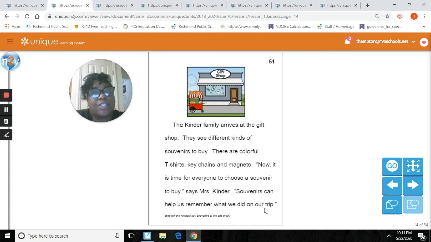So now they're at the gift shop. Now let's think about our objective, right? What was our objective? I will remember what the Kinder family chooses to buy at the gift shop.